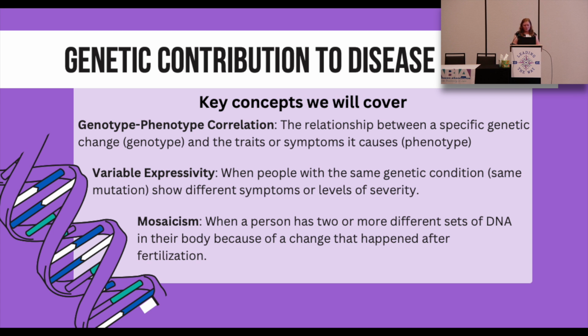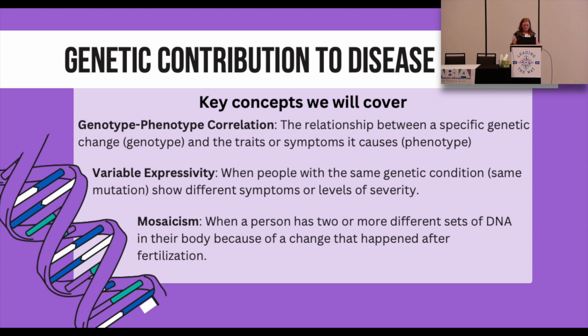There's another term called variable expressivity, and this is when you're looking at 2 people with the exact same mutation or the same variant, and they can have completely different presentations. One could be a lot more severe than the other, and it can be confusing because they have the exact same change. And then the last one is called mosaicism, the last concept we'll cover. It's when a person has 2 or more different sets of DNA in their body because of a genetic change that happened after the egg and sperm were fertilized.